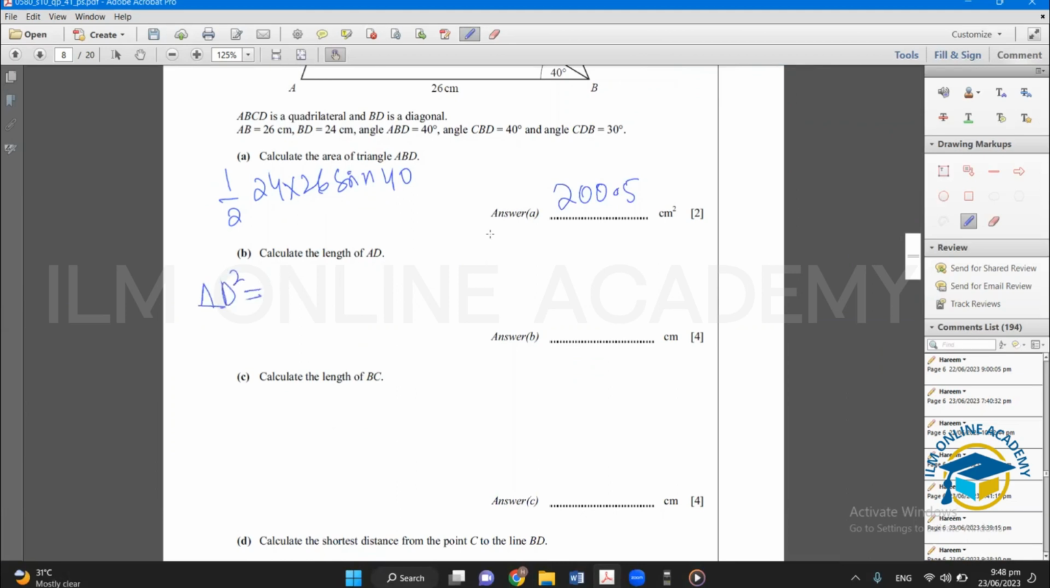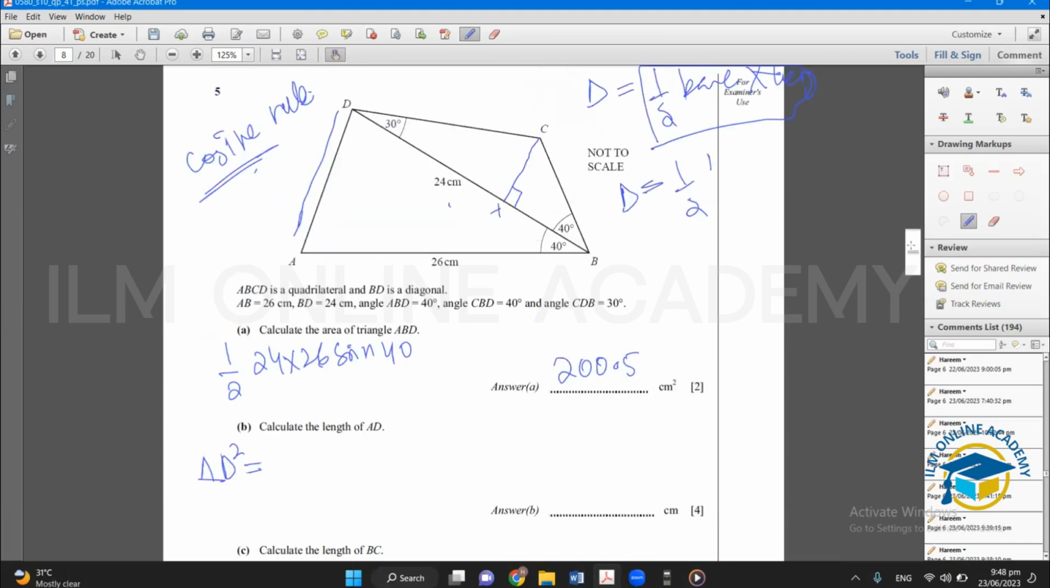The formula is AD square equals the other two sides, AB square plus DB square minus 2 AB DB, and sorry, it's cos 40 degrees. Okay. Now you will do what?